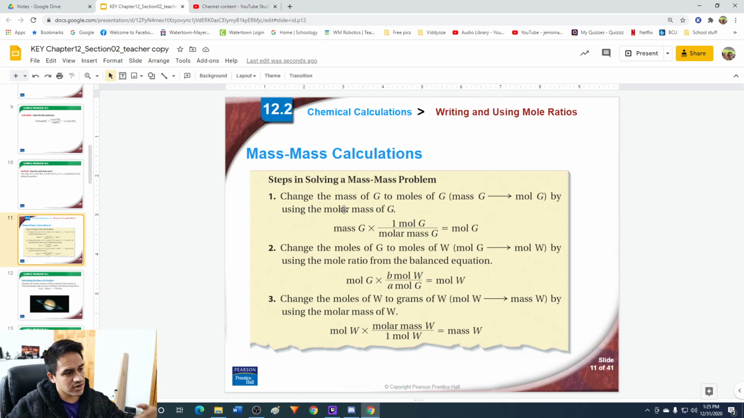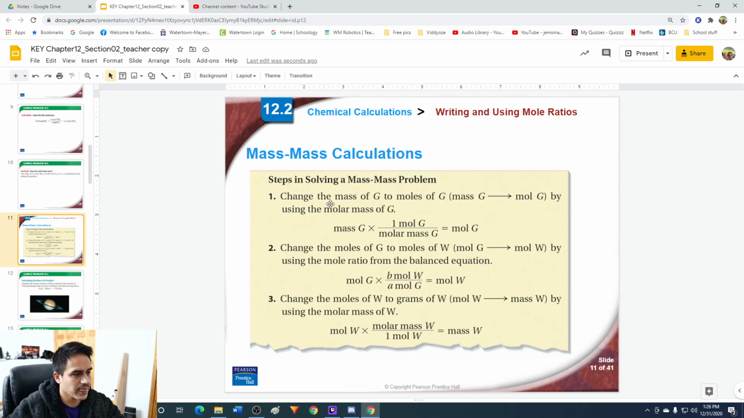So understand that there are some steps here that can help you. But step 1 is always going to be to change the units of whatever you're starting with into moles. Okay, now this is specifically talking about if you're starting with grams. So you're going to change the mass of G. G is just whatever the material you're starting with.